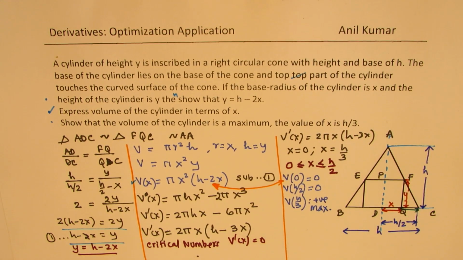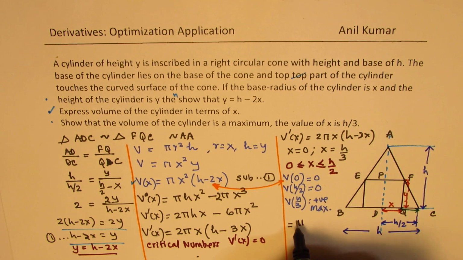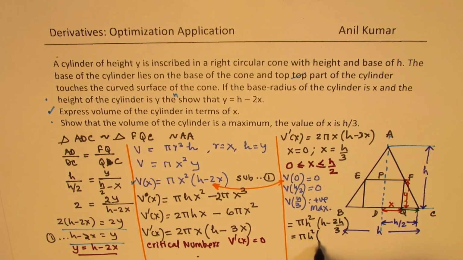Is that clear? In this question, we are not really asking for what is the maximum volume, right? Which you could find. So if I substitute h by 3, we could actually substitute here and get the answer, because pi times h squared, substituting h by 3 times h minus 2h by 3, correct? So that gives you pi times h squared times, this is 3h minus 2h, which is h over 3.